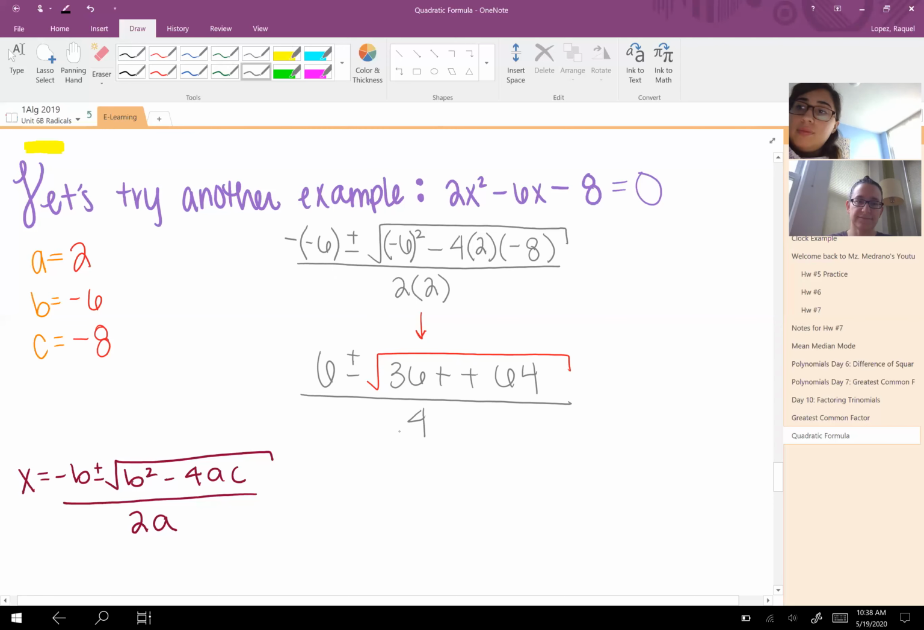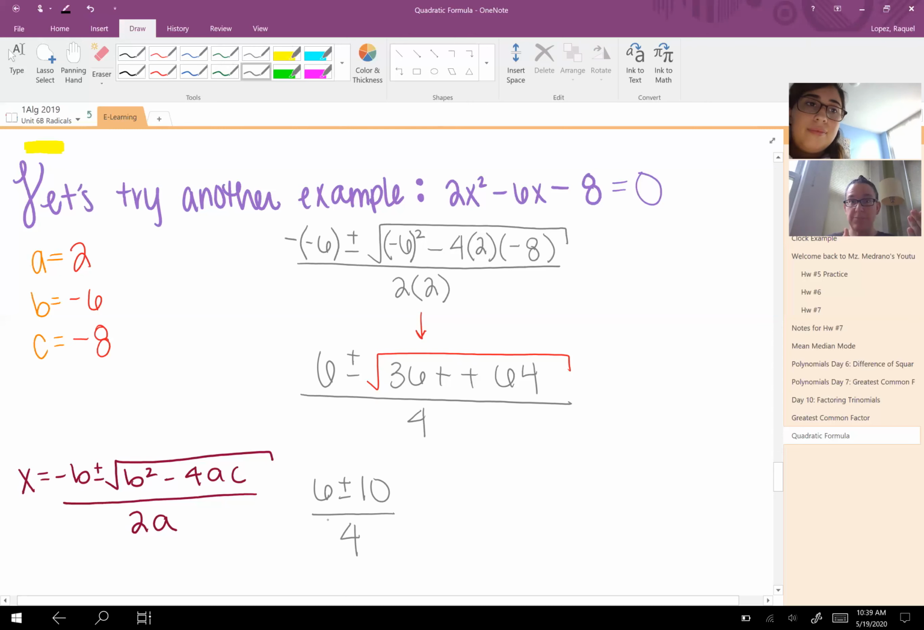So then I have to find out what 36 plus 64 is. 36 plus 64 is 100. Let's see, 30 plus 60 is 90, plus 10 is 100. And I know what the square root of 100 is. So I'm going to write 6 plus or minus 10 all over 4.